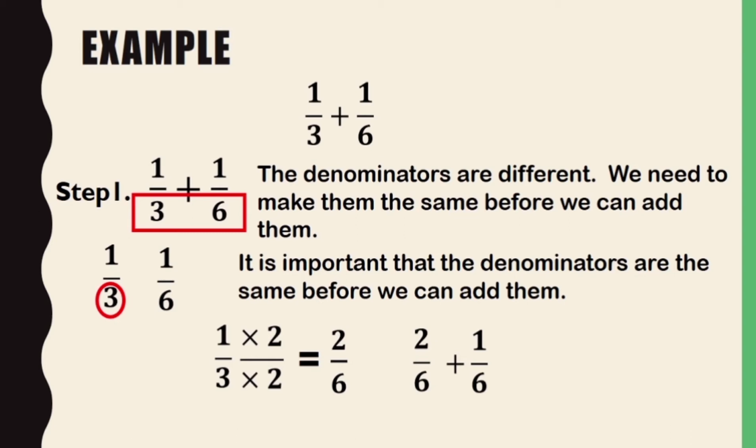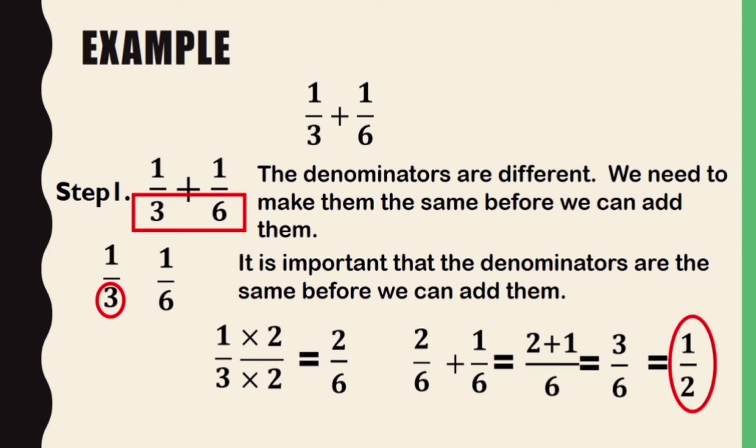fractions. So step number 2, we will just add 2 plus 1 over 6. We will just copy the denominator 6. Then the answer will be 3 over 6. For step 3, we will just simplify 3 over 6, which is 1/2. So the final answer for these fractions is 1/2.